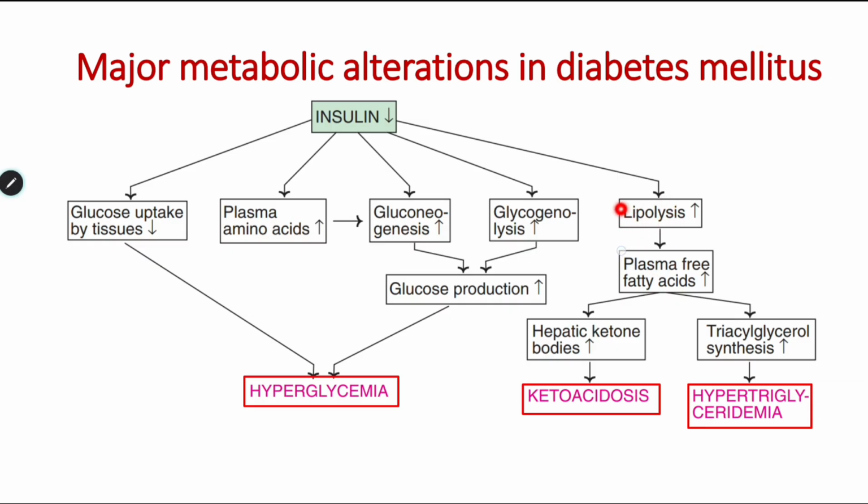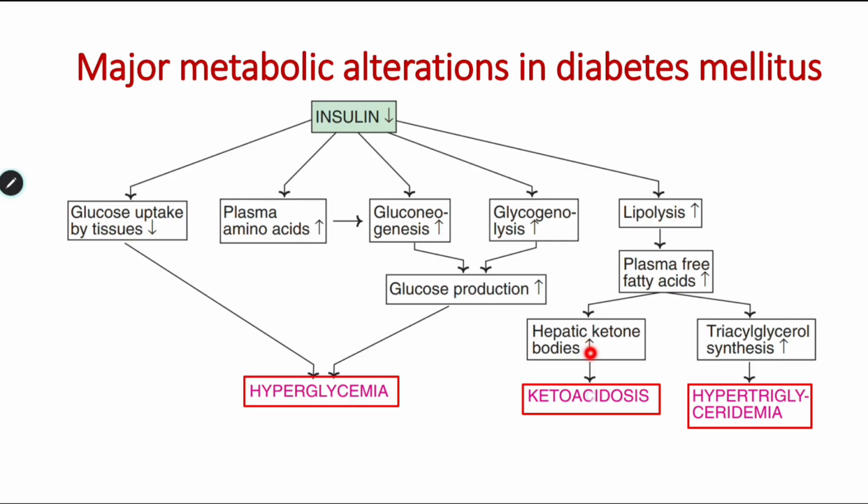Insulin also stimulates lipogenesis. So when there is insulin deficiency, there is lipolysis, which increases free fatty acids in the plasma. Triacylglycerol synthesis by the liver can increase. Peripheral lipolysis will happen, but the liver will synthesize more TAG, and that will cause hypertriglyceridemia. And hepatic ketone body production will also increase, leading to ketoacidosis.